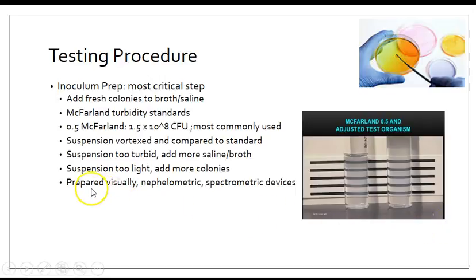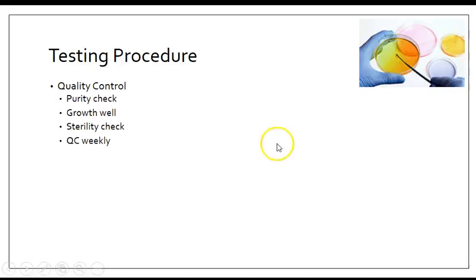So this can be prepared visually like this to see if it's the same turbidity. And there's also little small devices that can be used. And you just simply put this in a tube holder and the device will read it by nephelometry or spectrophotometry and tell you what the McFarland standard is. And they're really nice and easy to do.